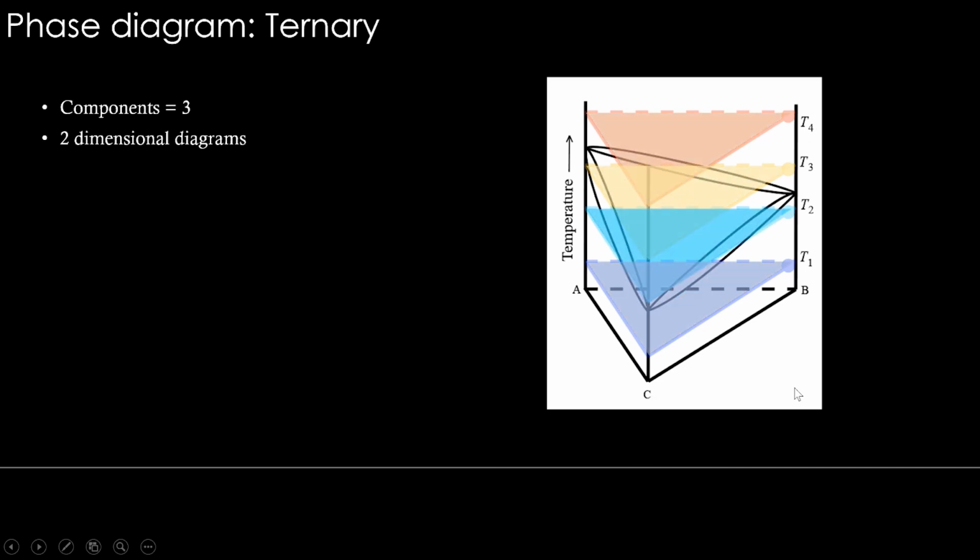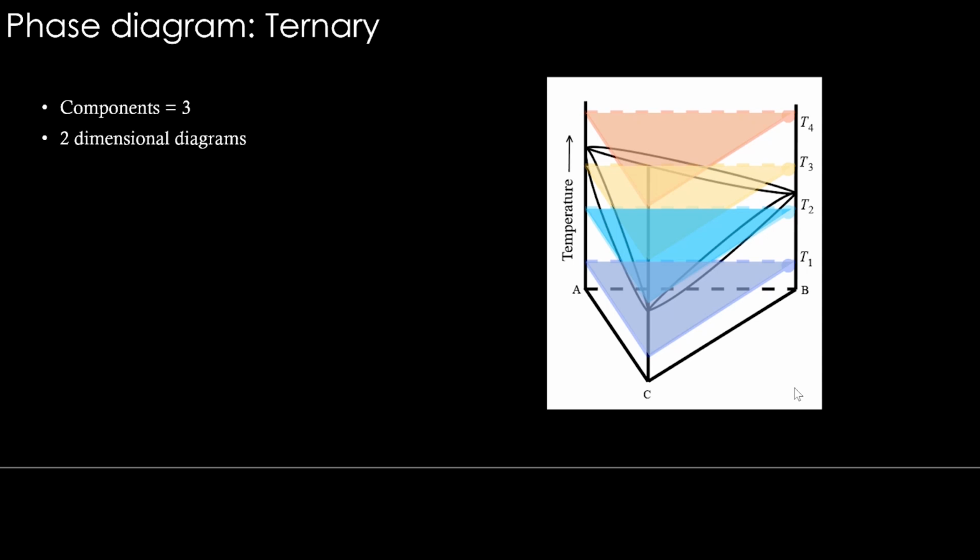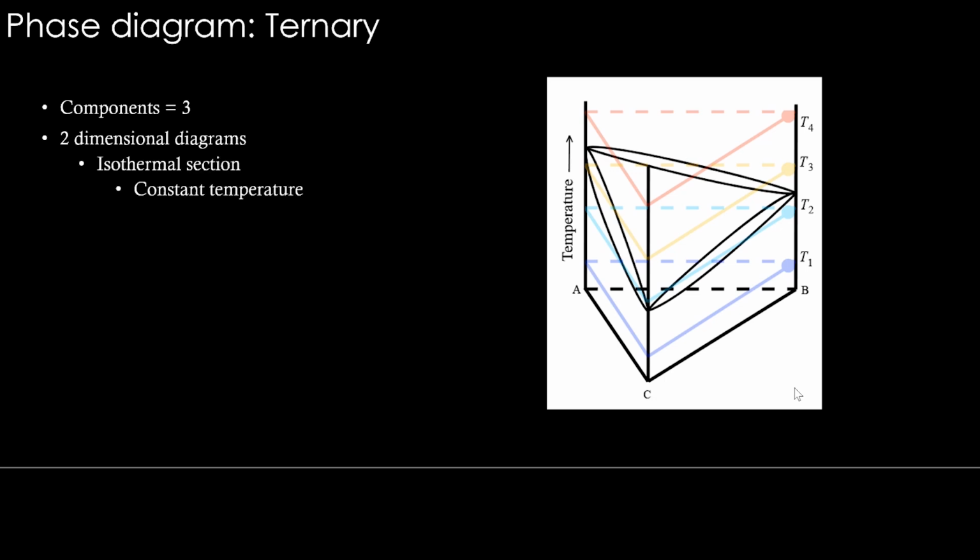So we are going to cut things like this. These are the blades I'm talking about. Once you cut it, you can visualize them separately. That's what isothermal sections are. The variables in the axes are going to be only compositions, because temperature is going to be constant, right?